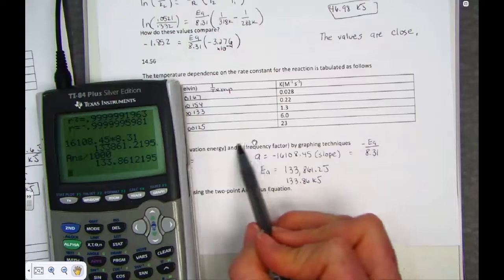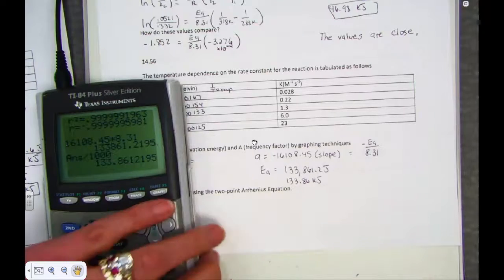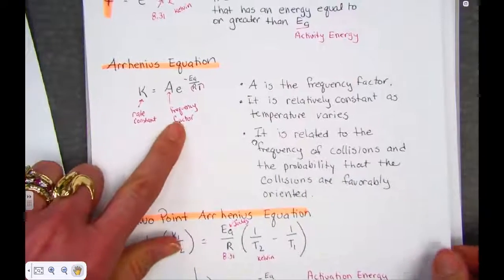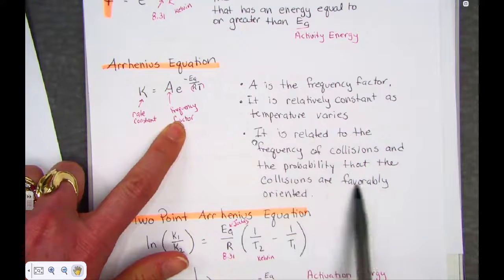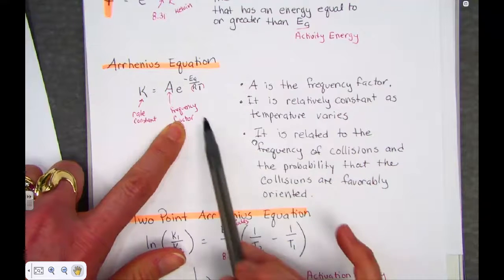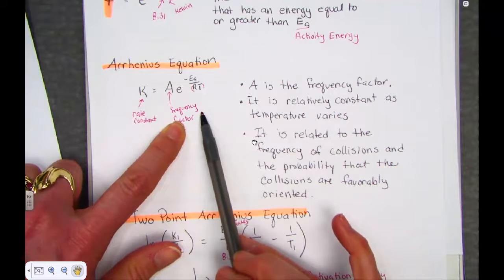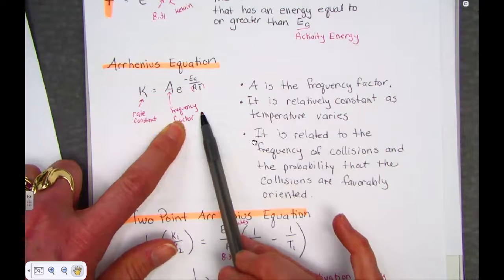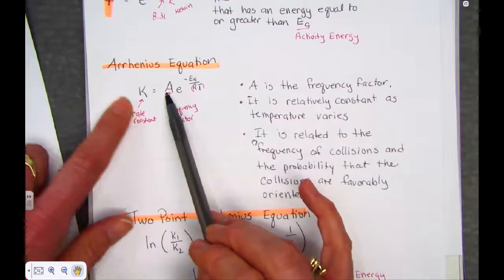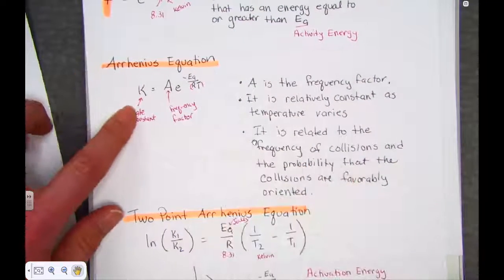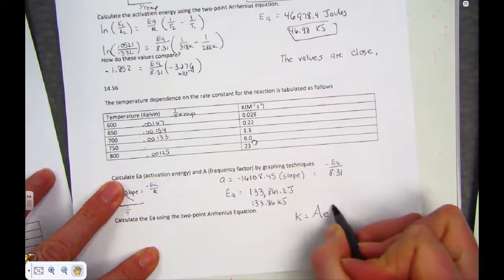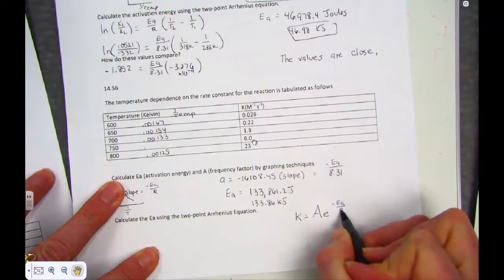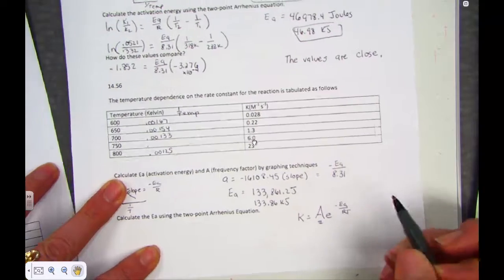We're also asked to solve for the frequency factor. Remember from our formula page, the frequency factor, related to the frequency of collisions and the probability that collisions are favorably oriented. That frequency factor indicates how many of these collisions are actually successful. Frequency factor comes from the Arrhenius equation. We take a K constant, just remind ourselves here, K equals A E raised to the negative EA over RT. This is what we're trying to solve for.